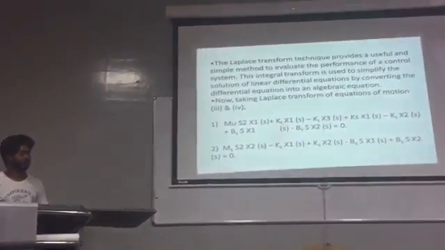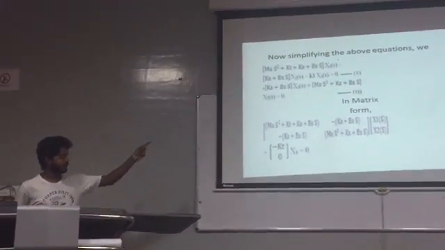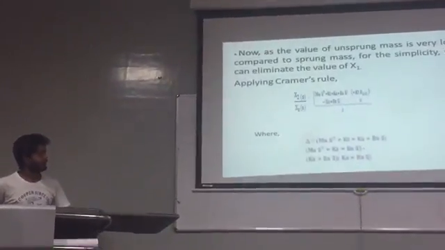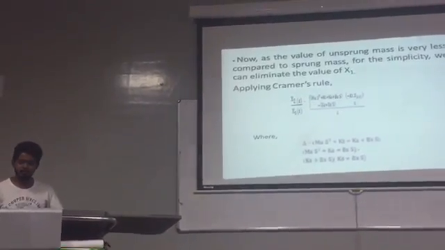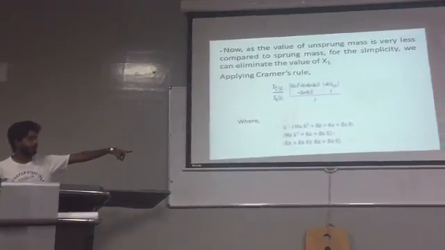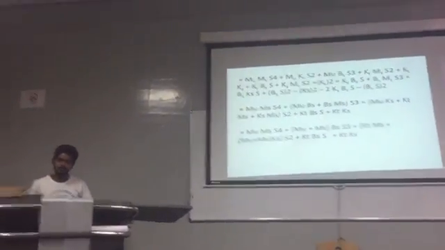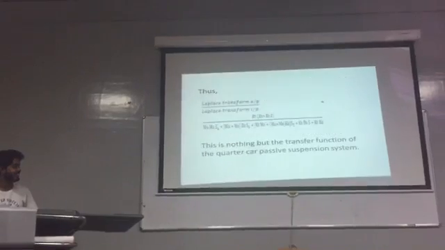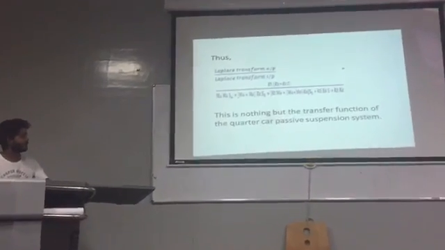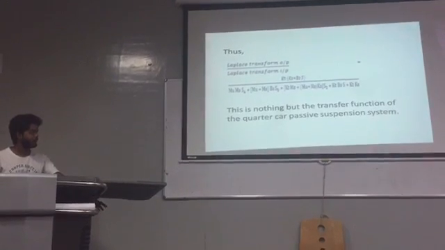Now we will solve these two equations. Simplifying the above equations, we get this. Now converting equations 5 and 6 into matrix form, we get the following equation. As the value of the unsprung mass is very small compared to the sprung mass, for simplicity we can eliminate the x1 term, where delta is the denominator defined by the following equation. Finally, the Laplace transform of the output divided by the Laplace transform of the input is equal to the following equation. This is nothing but the transfer function of the quarter car passive suspension system.